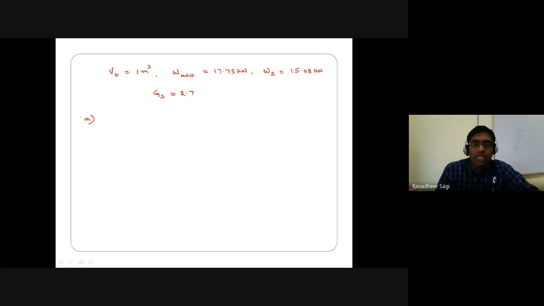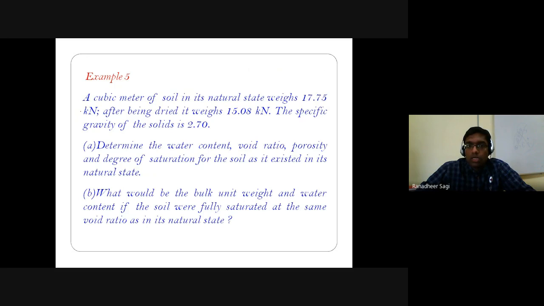So let's go ahead and solve part A and part B of this question. In part A, we are required to calculate the water content, void ratio, porosity and degree of saturation at its natural state. In part B, we are required to calculate the unit weight of the soil in saturated state and the corresponding water content at which the soil reaches fully saturated condition.